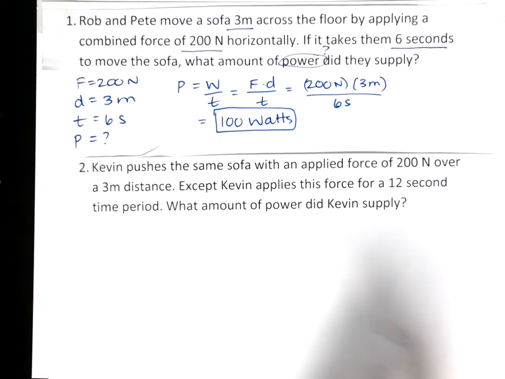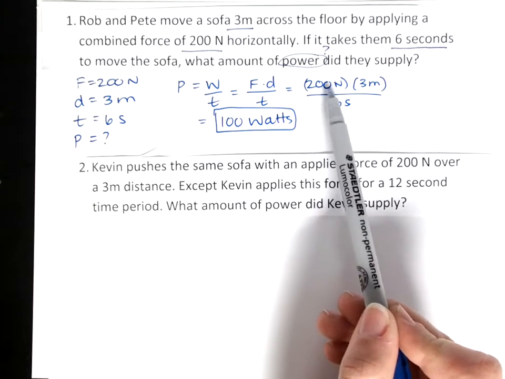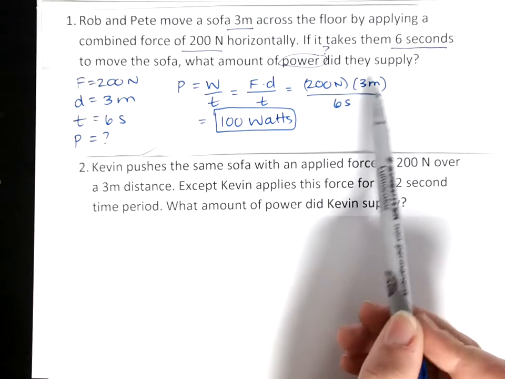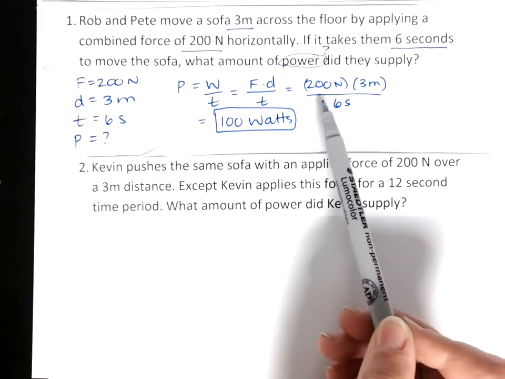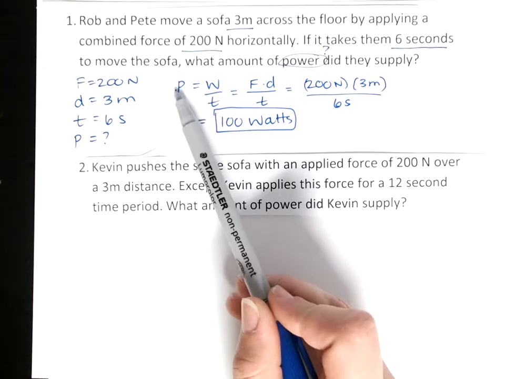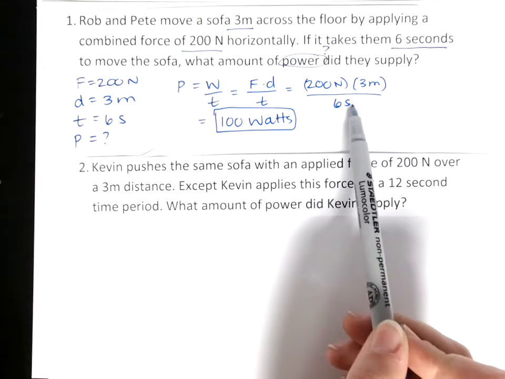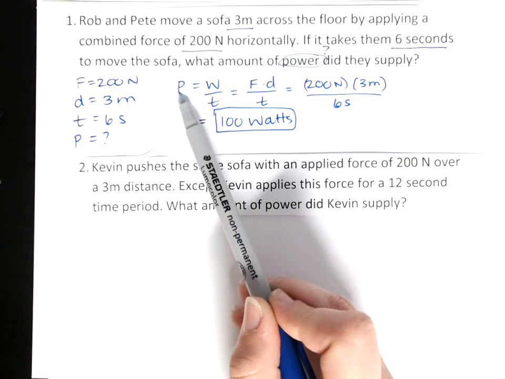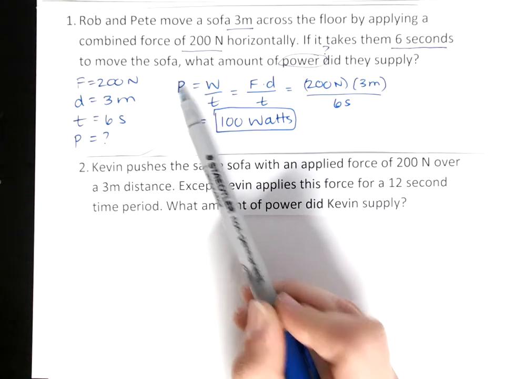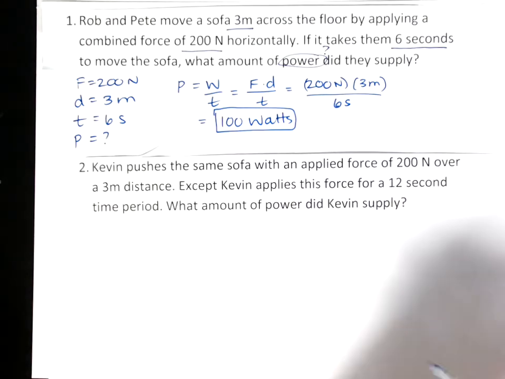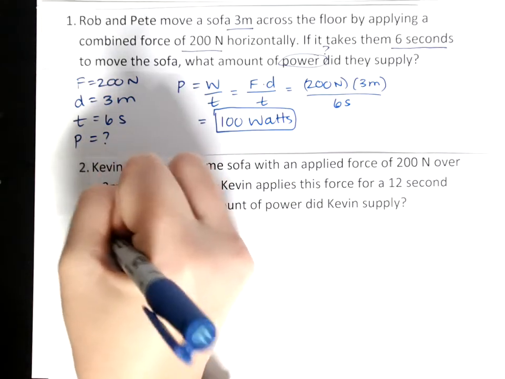So you can already kind of predict what's going to happen to this equation. Now we're going to have 200 times 3 divided by a larger number. So that's going to decrease our power. If you have a larger number in the denominator, that makes our overall answer smaller. Okay, so let's go ahead and find the power.